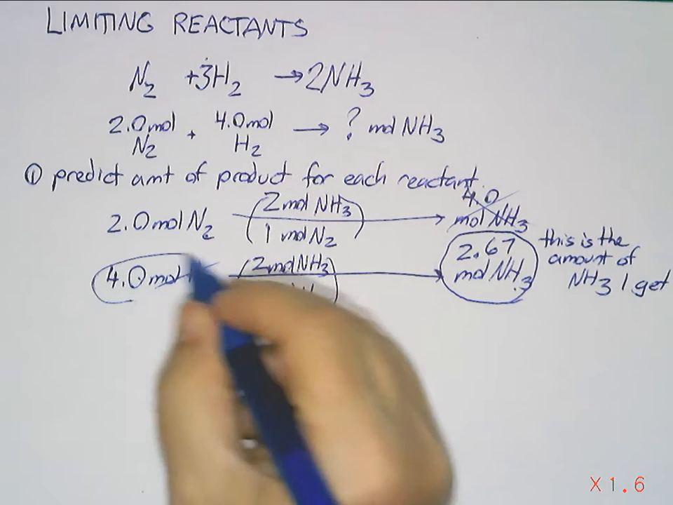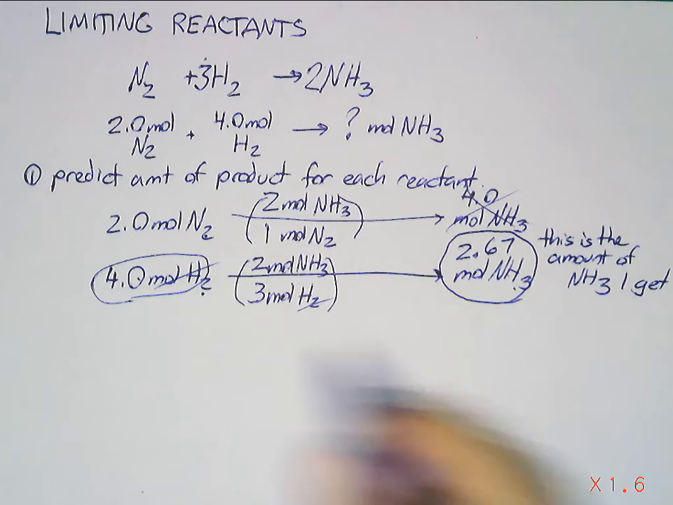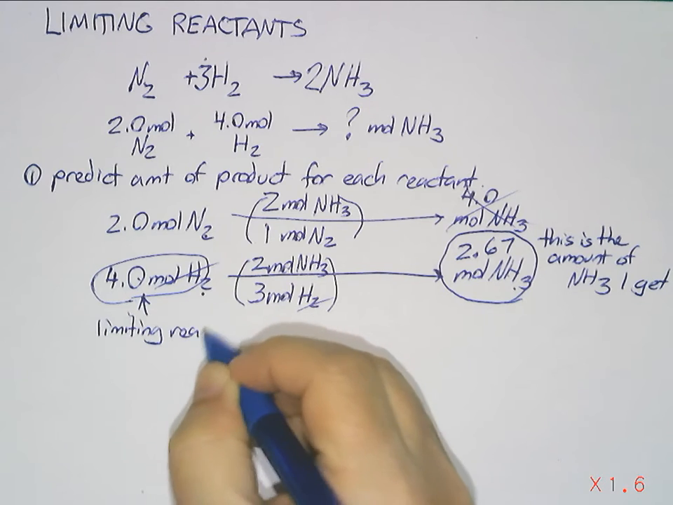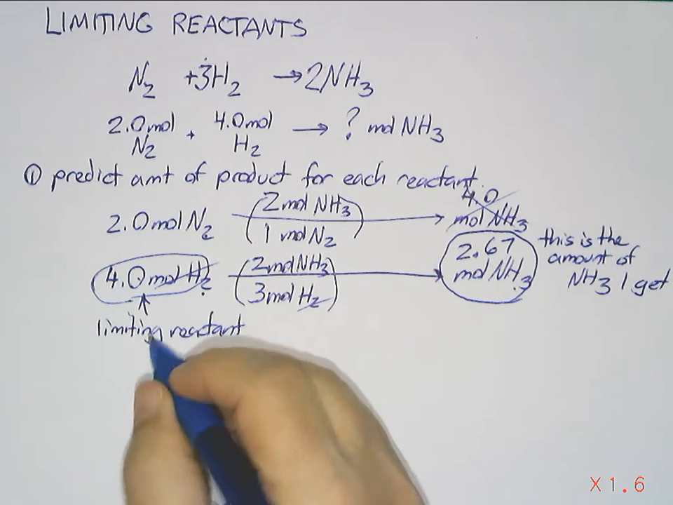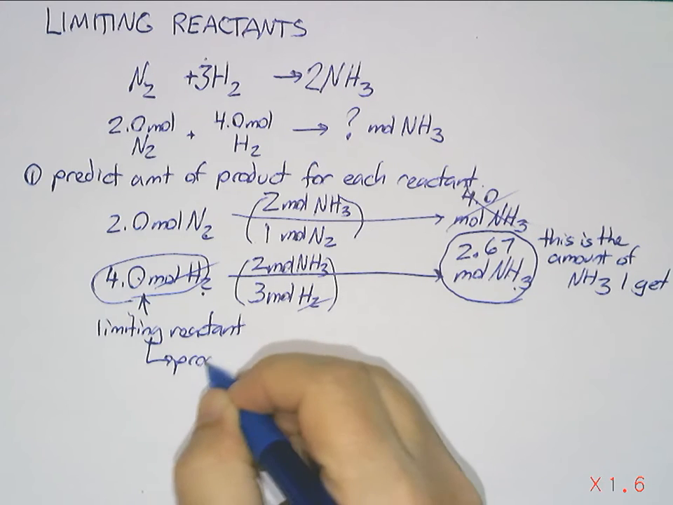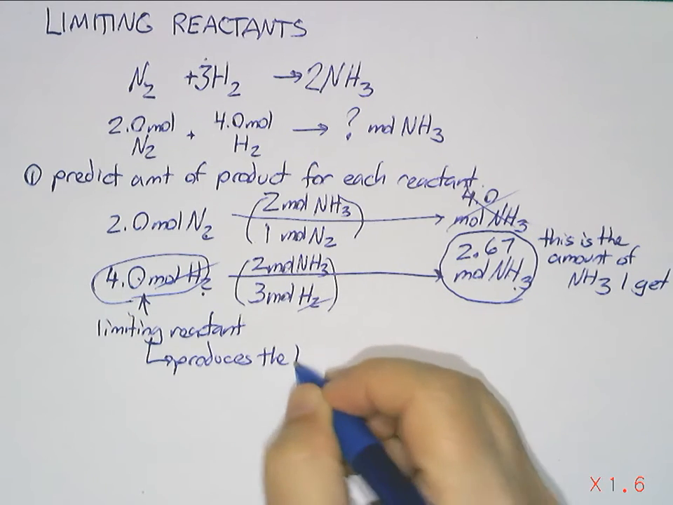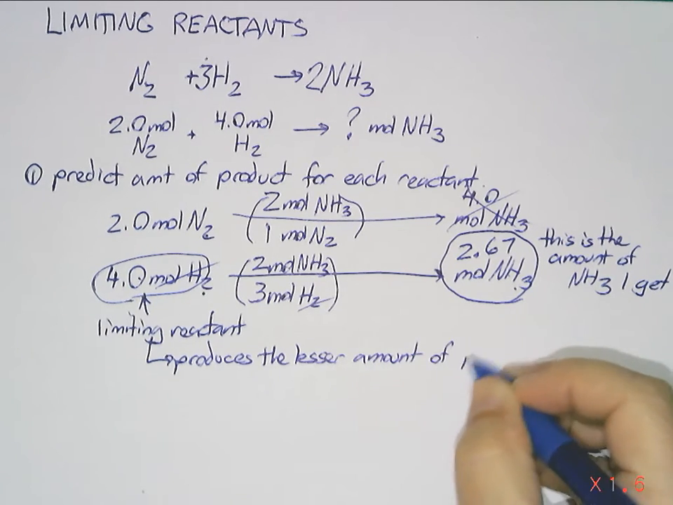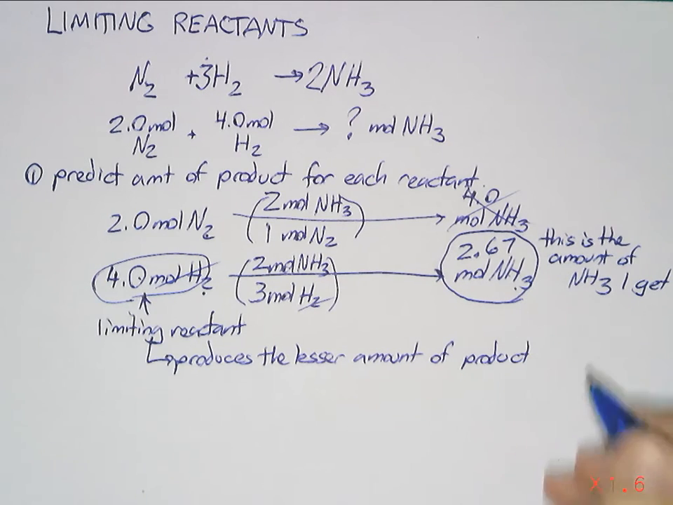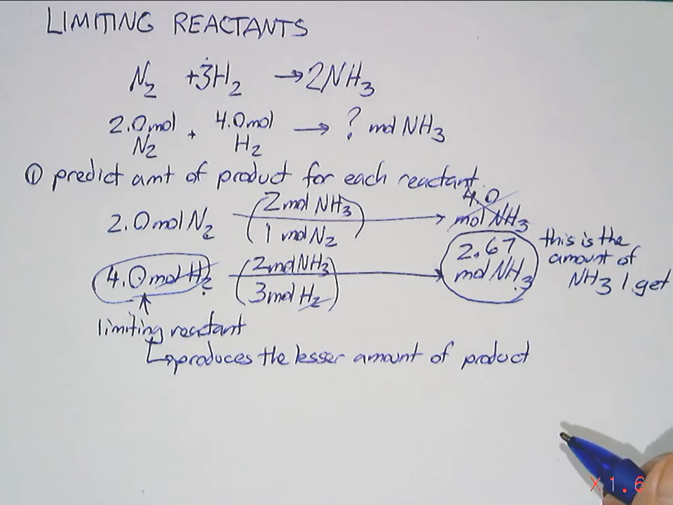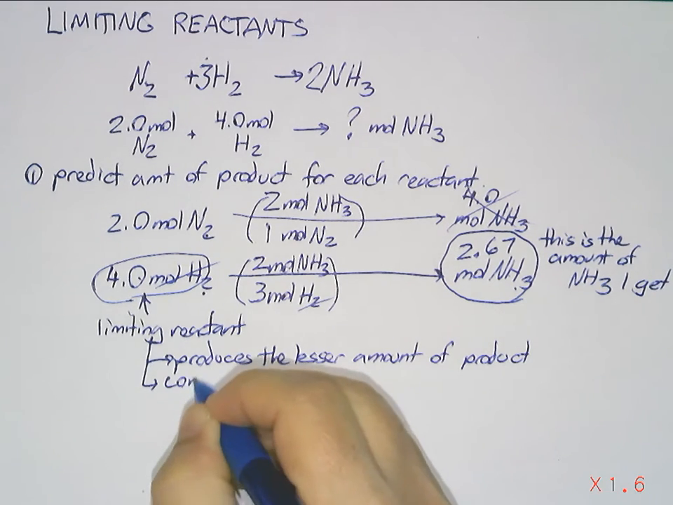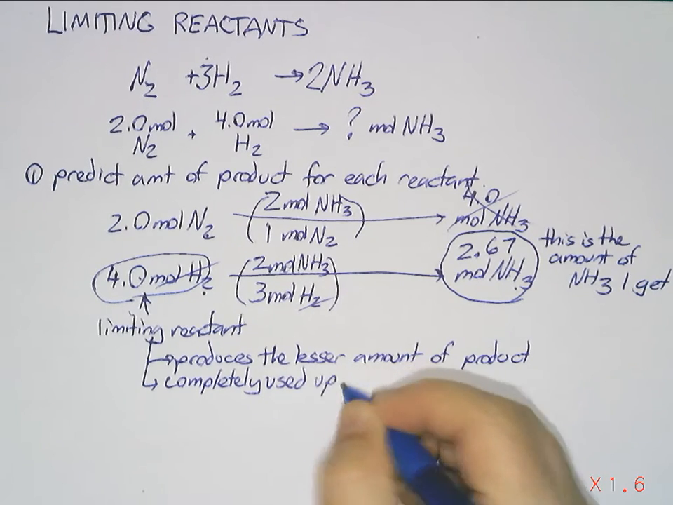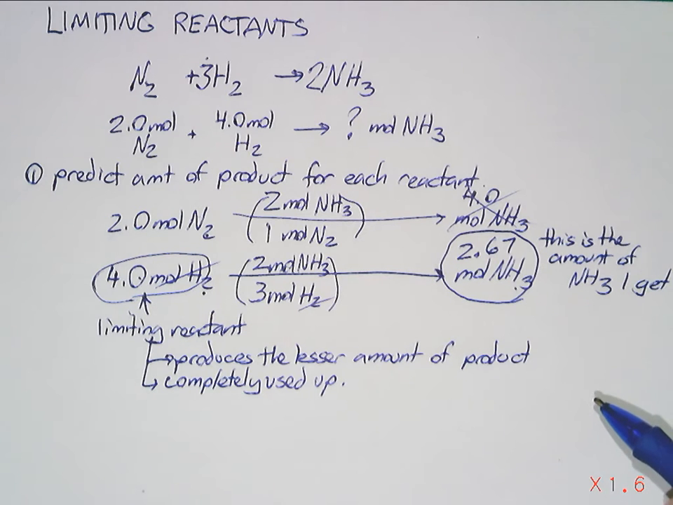Now, the reactant that gave you the lesser amount of product is called the limiting reactant. It produces the lesser amount of product and it is completely used up in the reaction. There'll be no hydrogen left after this reaction goes.